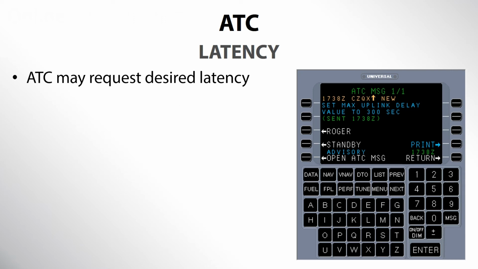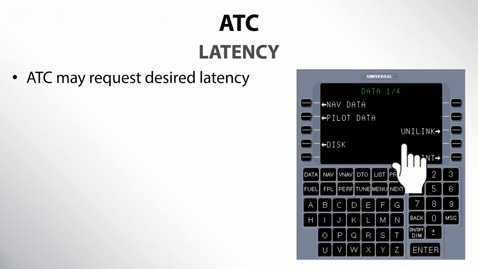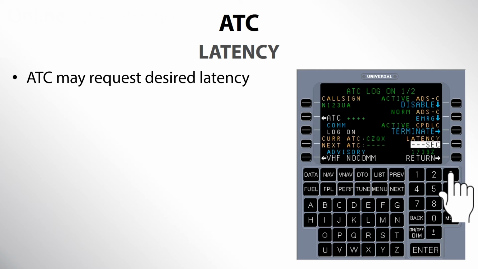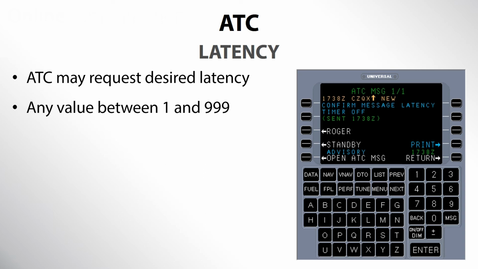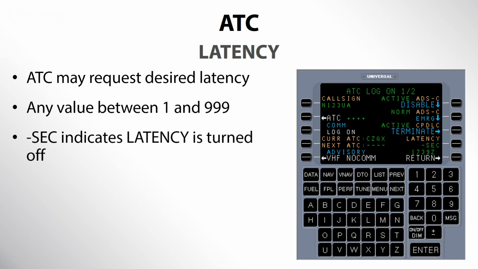When you get such a message, the first step is to acknowledge it. Then, go to the ATC Log On page and select Latency, type in the desired value, and press Enter. The value can be between 1 and 999 seconds. To turn off the latency function, select Latency, and then press the back key. This will remove the current value in the field. When you press Enter, latency will be off.